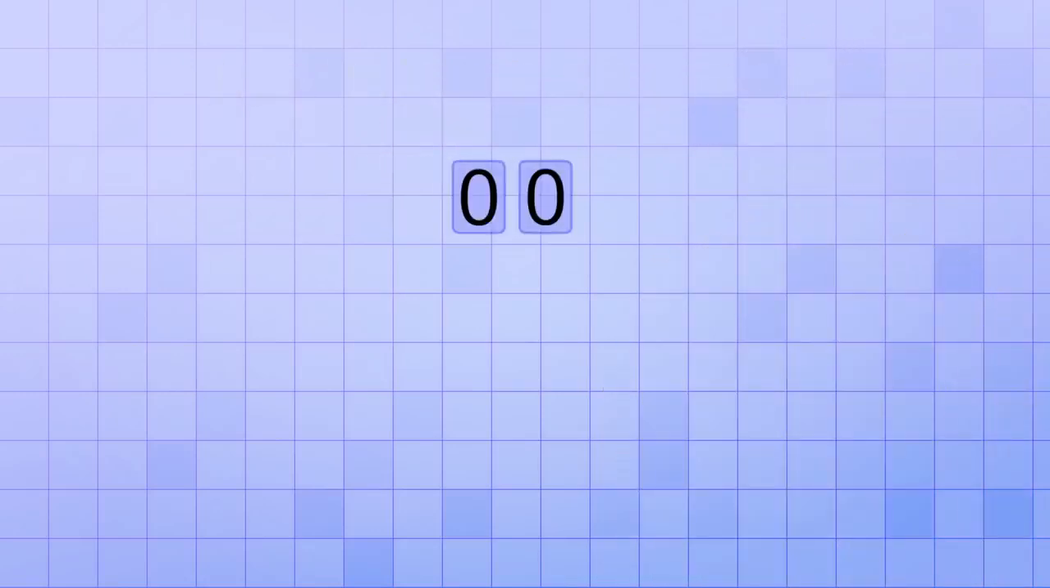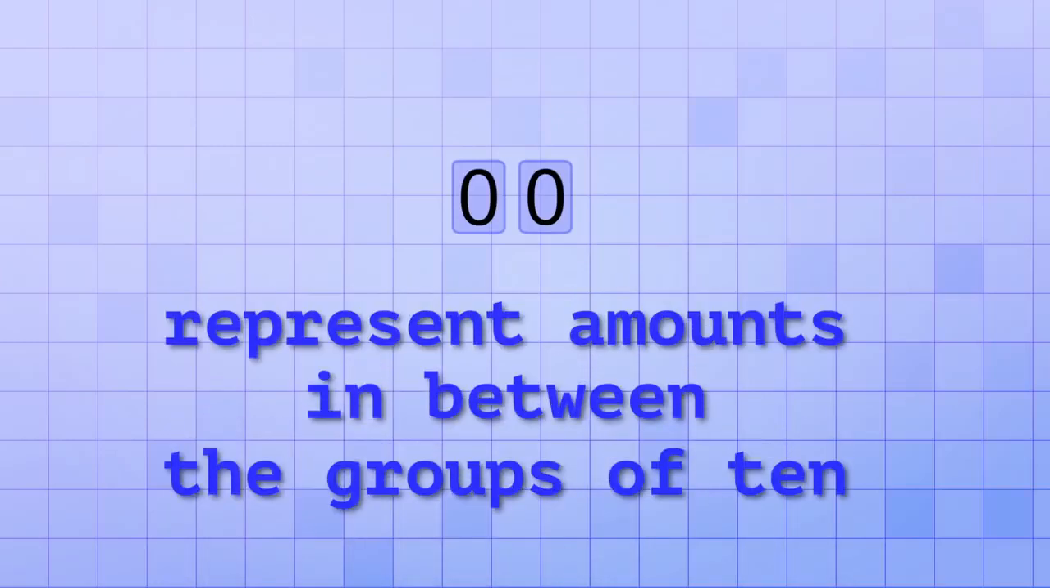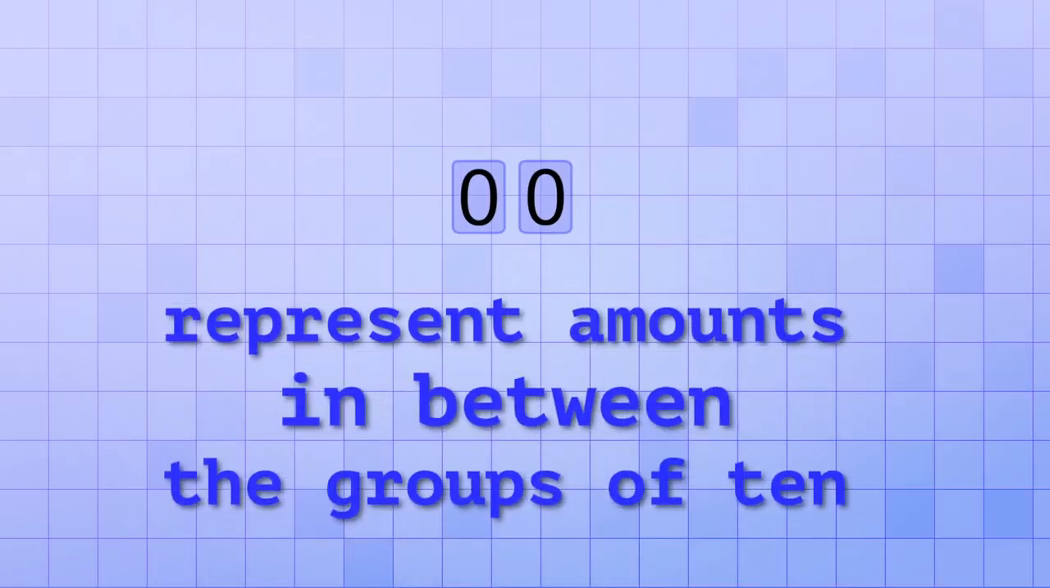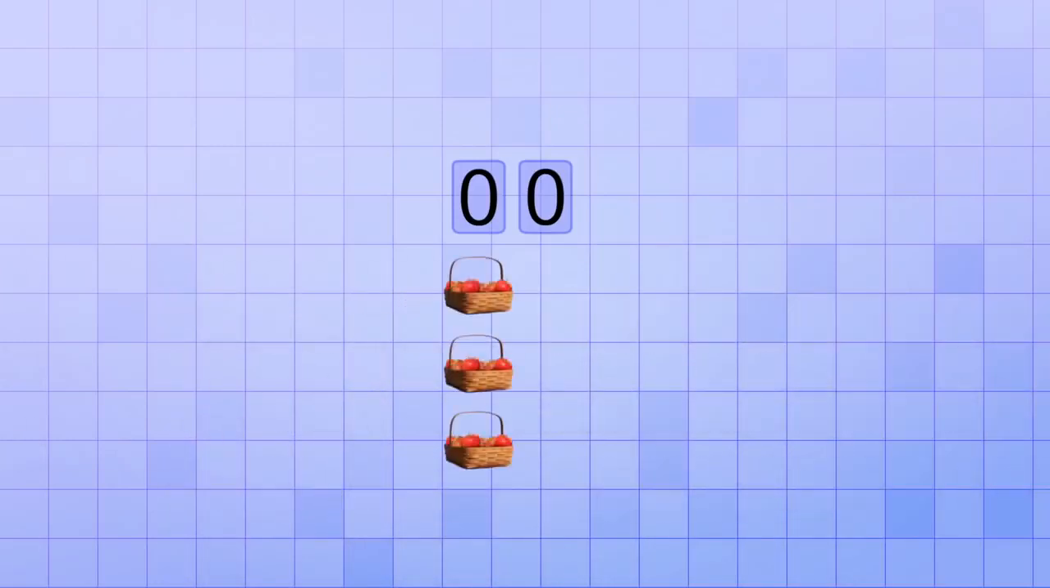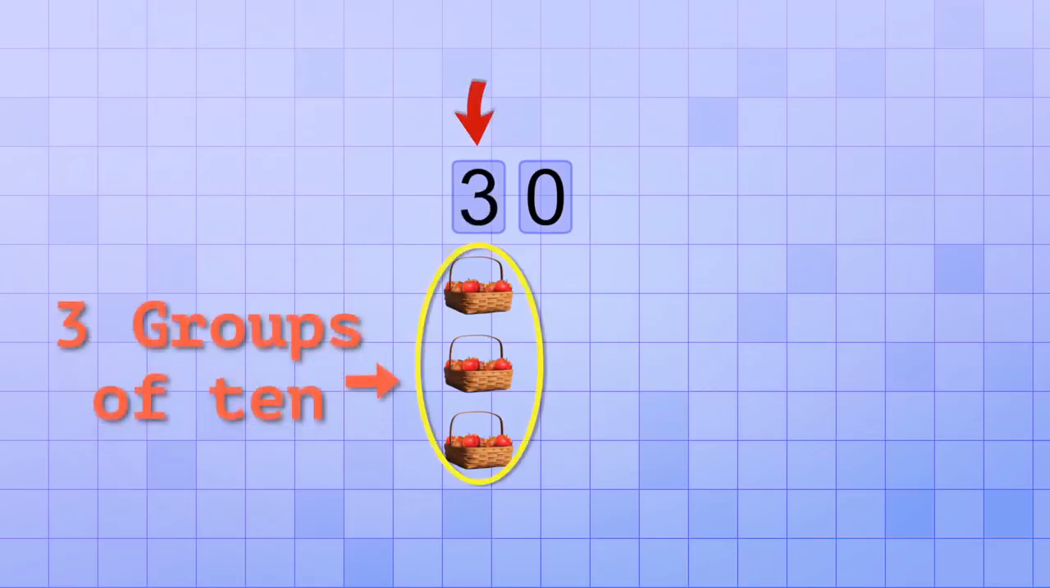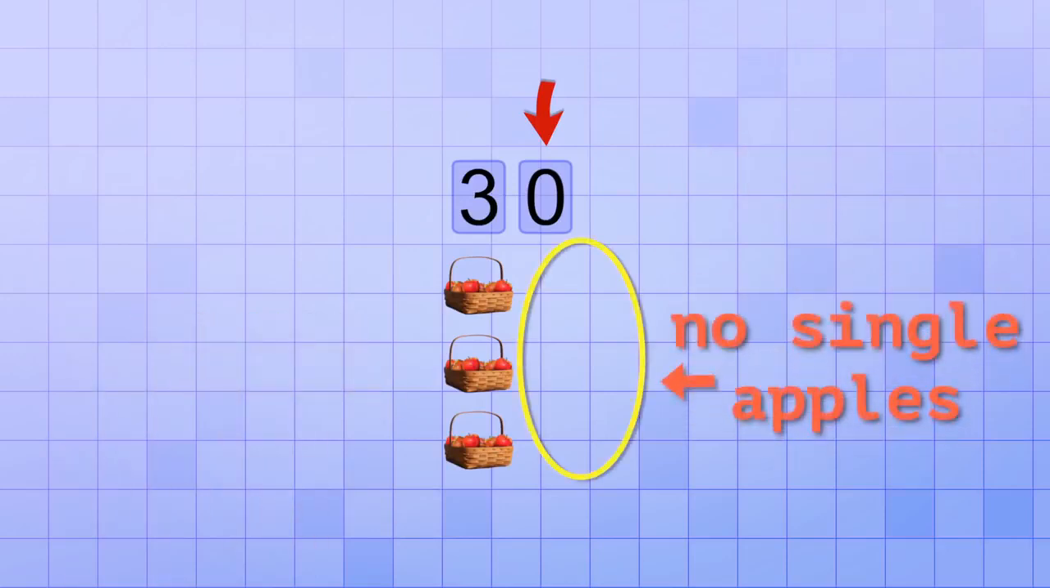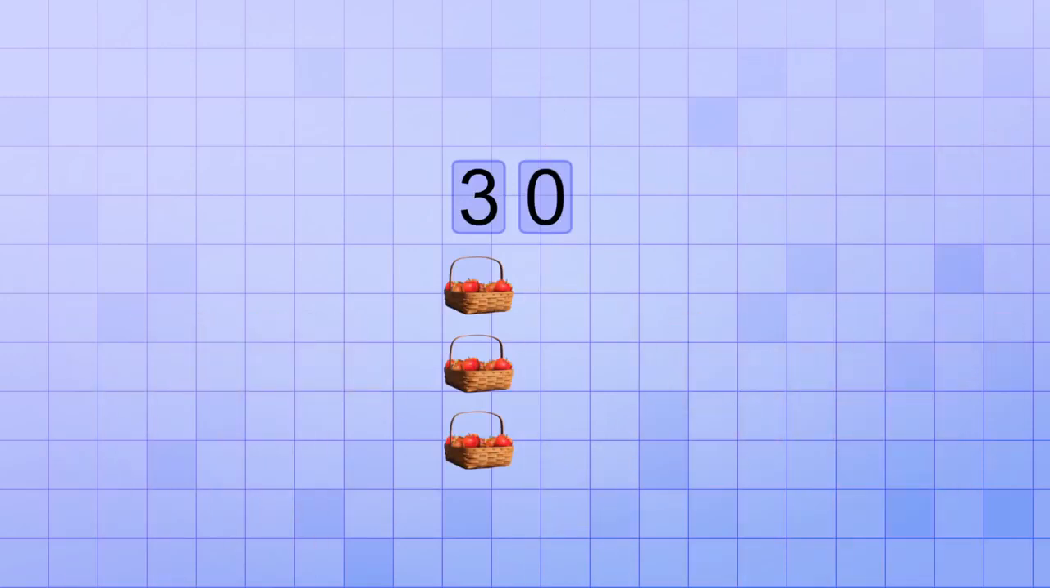Using these two number places together lets us represent amounts that are in between the groups of 10. For example, if we've already picked 30 apples, then there'll be a 3 in the tens place because we have 3 groups of 10. But there'll be a 0 in the ones place because there are no individual apples left over. But if we've picked 32 apples, then there will be a 3 in the tens place and a 2 in the ones place to represent the 2 individual apples that are not in the groups of 10.